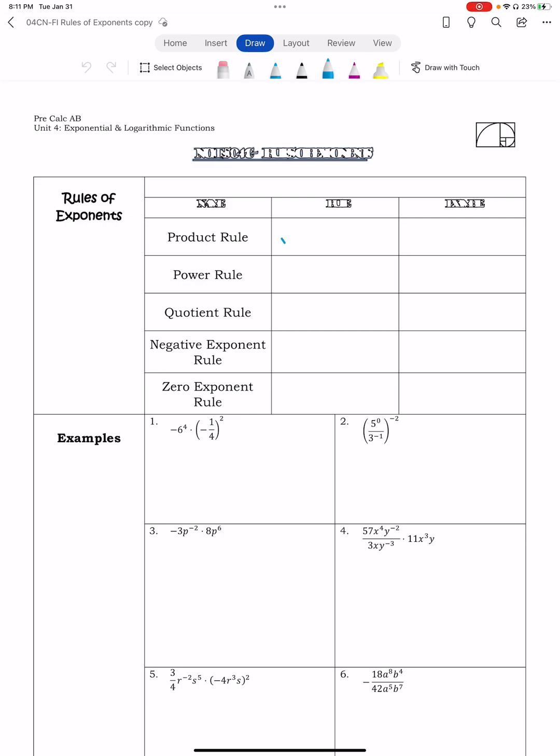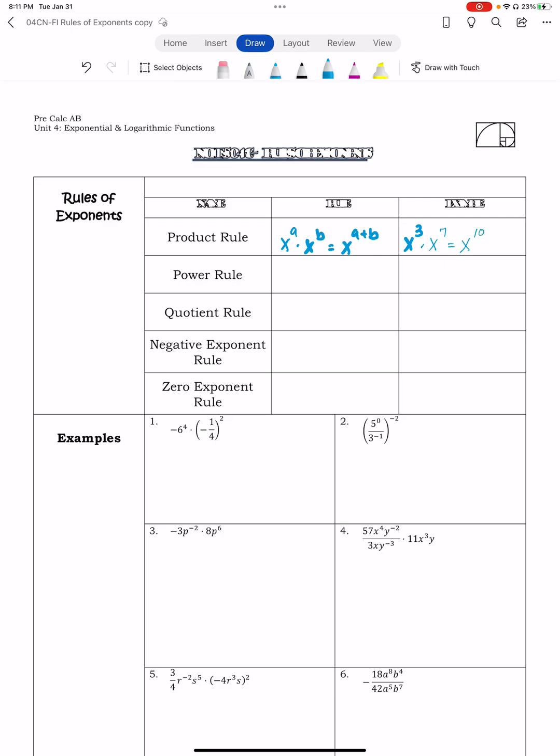So first off is your product rule. If I have x to the a times x to the b, that is equal to x to the a plus b. So if you're multiplying with the same base, if I have x to the third times x to the 7th, that's going to be x to the 10th power.